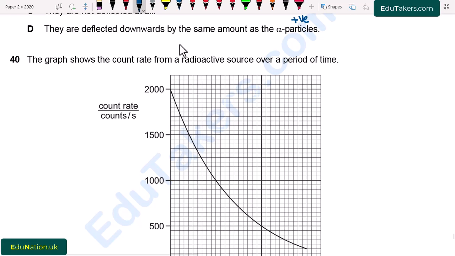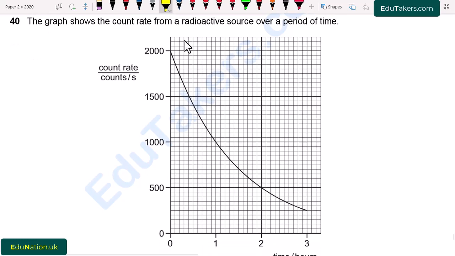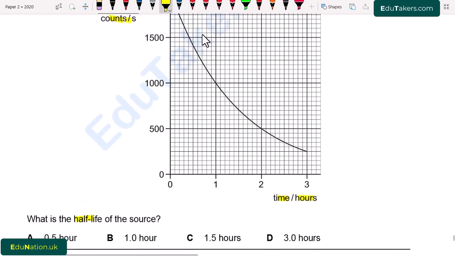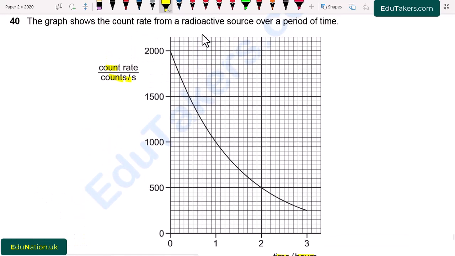Question number 40. The graph shows the count rate from a radioactive source over a period of time. Here count rate is shown on the y-axis, while the time is taken in hours along the x-axis. What is the half-life of the source? So here we have to find out the half-life. First of all, we can see from this graph that initially the count rate is 2000 when no half-life has passed. I write here: count rate is equal to 2000 initially.